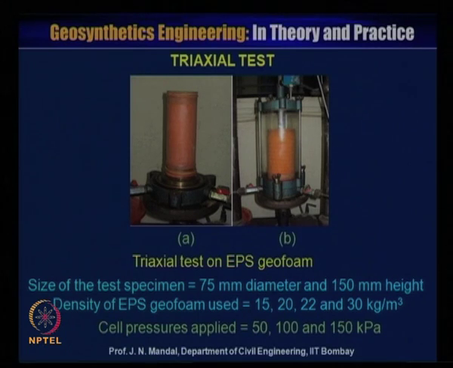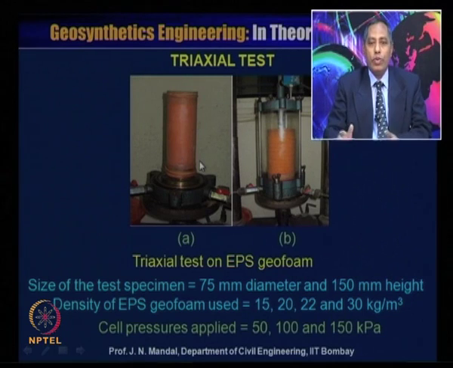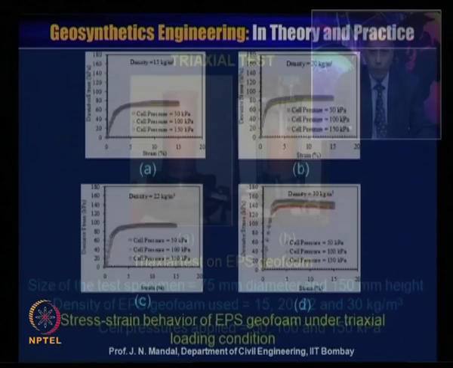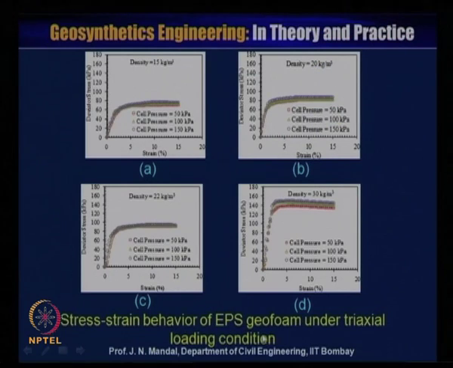Now, triaxial test on EPS geofoam. The size of the test specimen is 75 millimeter diameter, 150 millimeter in height. The density of the EPS geofoam used is 15, 20, 22 and 30 kg per meter cube. The cell pressure applied is about 50, 100 and 150 kilopascal. So, here is the stress strain behavior of EPS geofoam under triaxial loading condition.